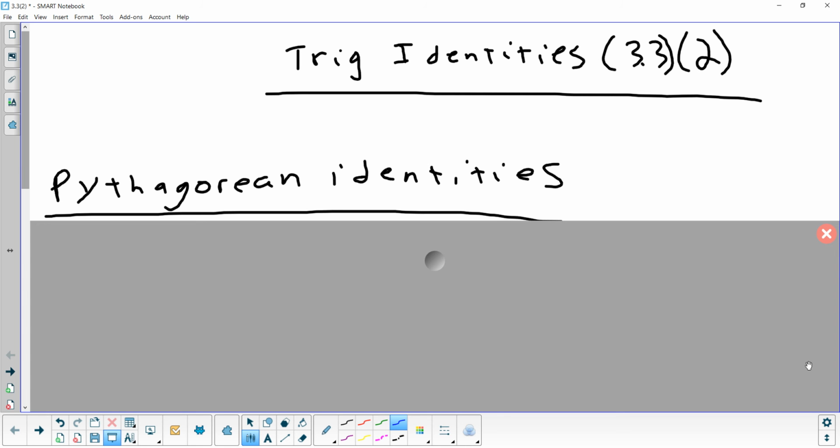The last group of identities we're going to look at are called the Pythagorean identities. I'm going to show you an example of the first one with numbers, and then I'll write out what the identity is.